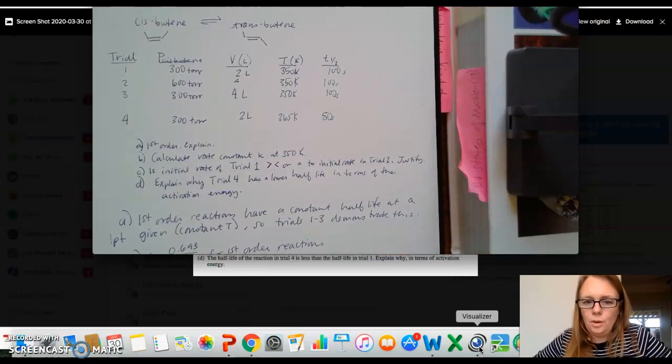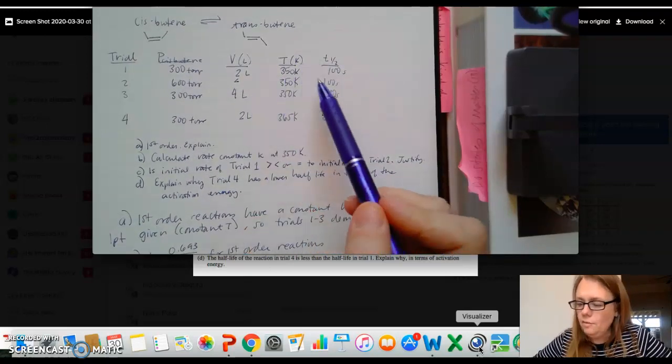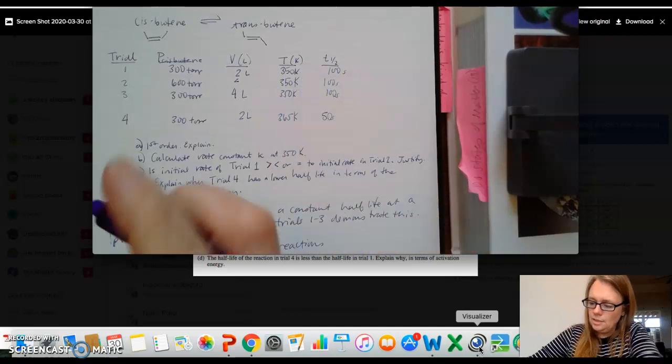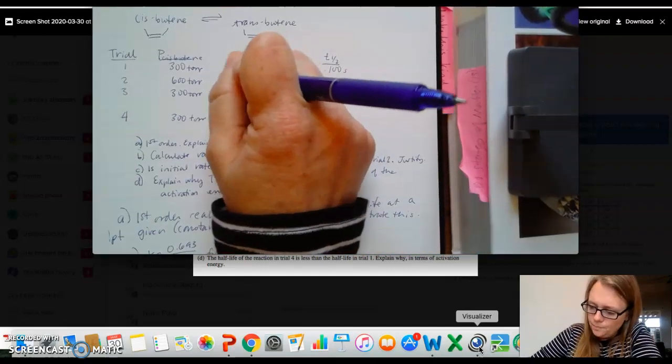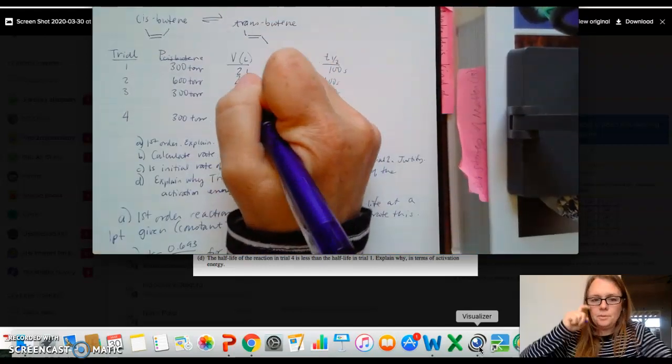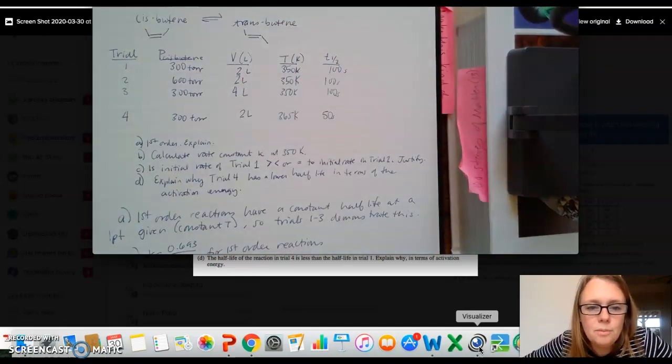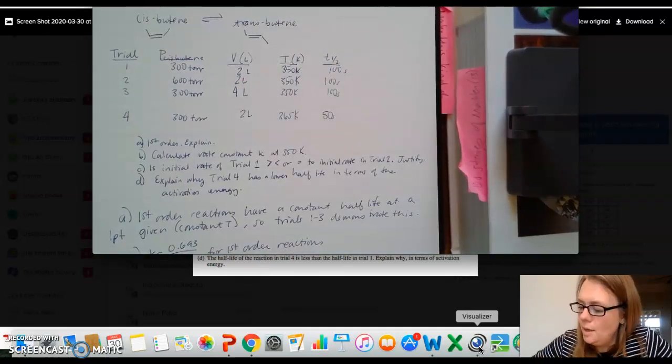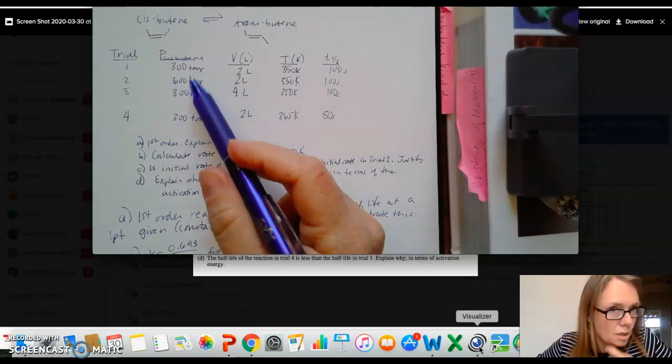Let's see, they're both done at 350 Kelvin. What is this? Is that a 2 or a 4? That's a 2. So the volume is the same on both, the temperature is the same, the half-life is the same. The only thing that changes is the pressure.